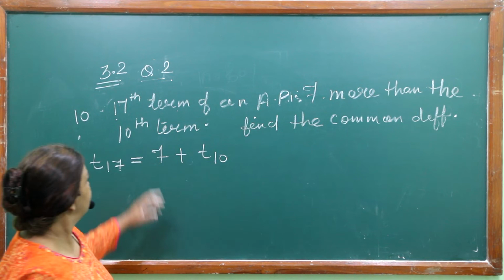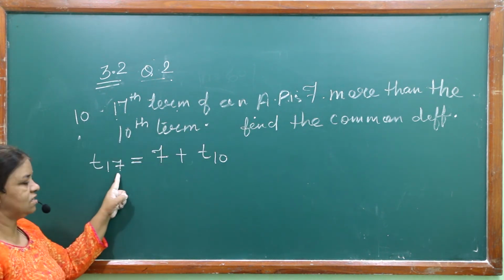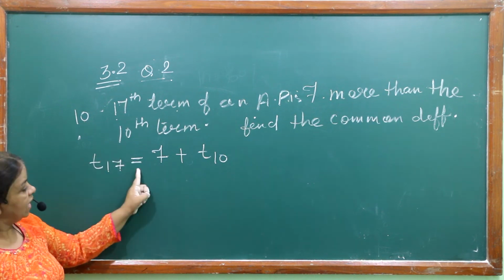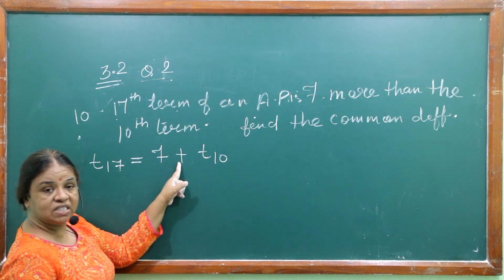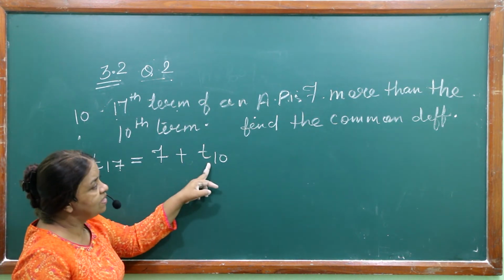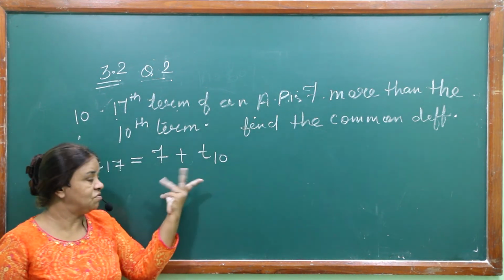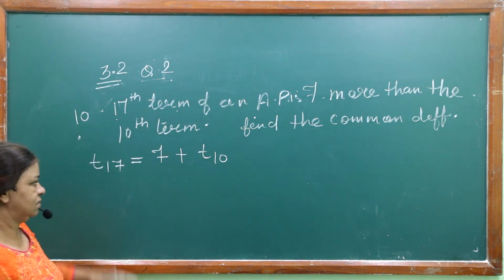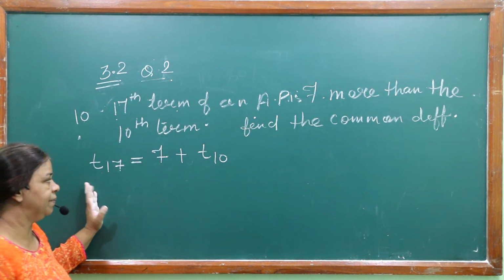Okay. See, what does the sum say? The 17th term of an AP is 7 more, more means plus, than the 10th term. Find the common difference. Nothing is given and we have to find out the common difference, but the terms which are given will help us to find it.